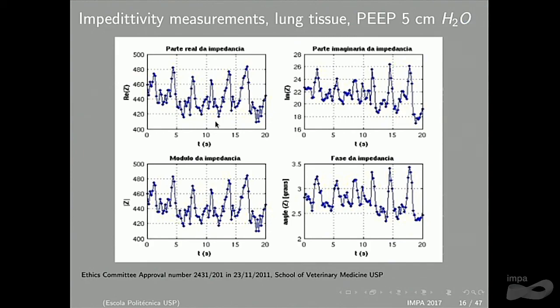Typically, in the left top graph, we have the real part of the impedance, and we have some large variations that are due to the breathing, and some smaller variations that are due to the blood perfusion in the lung tissue. And so with directional measurements like this, because in the muscles we need to measure along the fibers and across the fibers. There is some anisotropy.